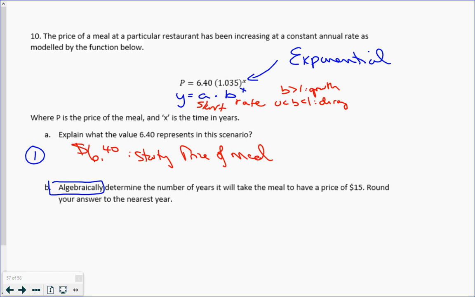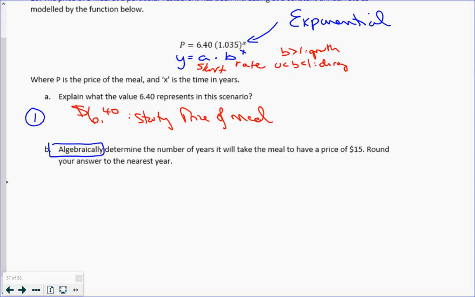So it says algebraically determine the number of years it will take the meal to have a price of $15. Round your answer to the nearest year. So the price, so P is the price. So we've got 15 equals 6.40 times 1.035 to the x. Okay, so solving an exponential algebraically always has the same 2 steps. We did 2 of these yesterday. We're doing another one today.